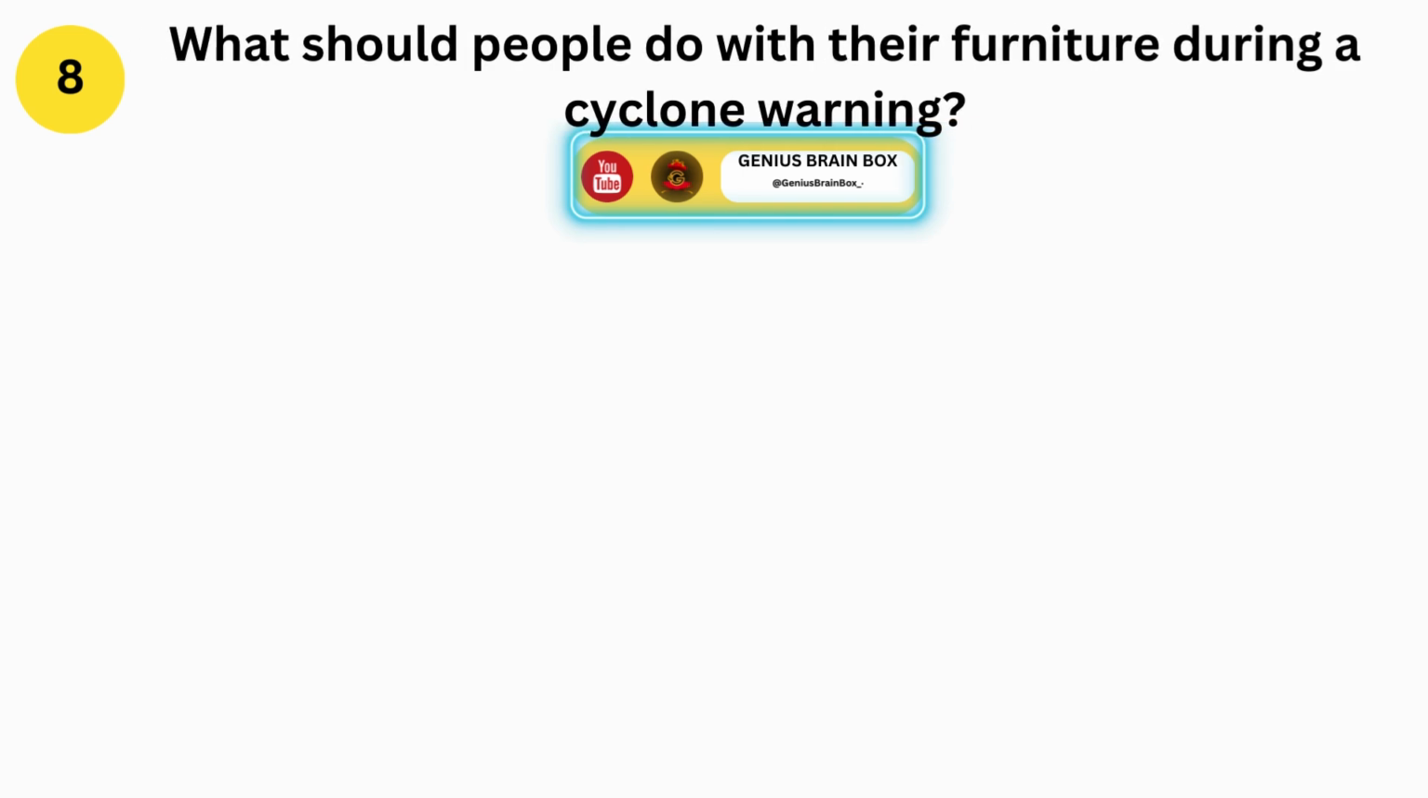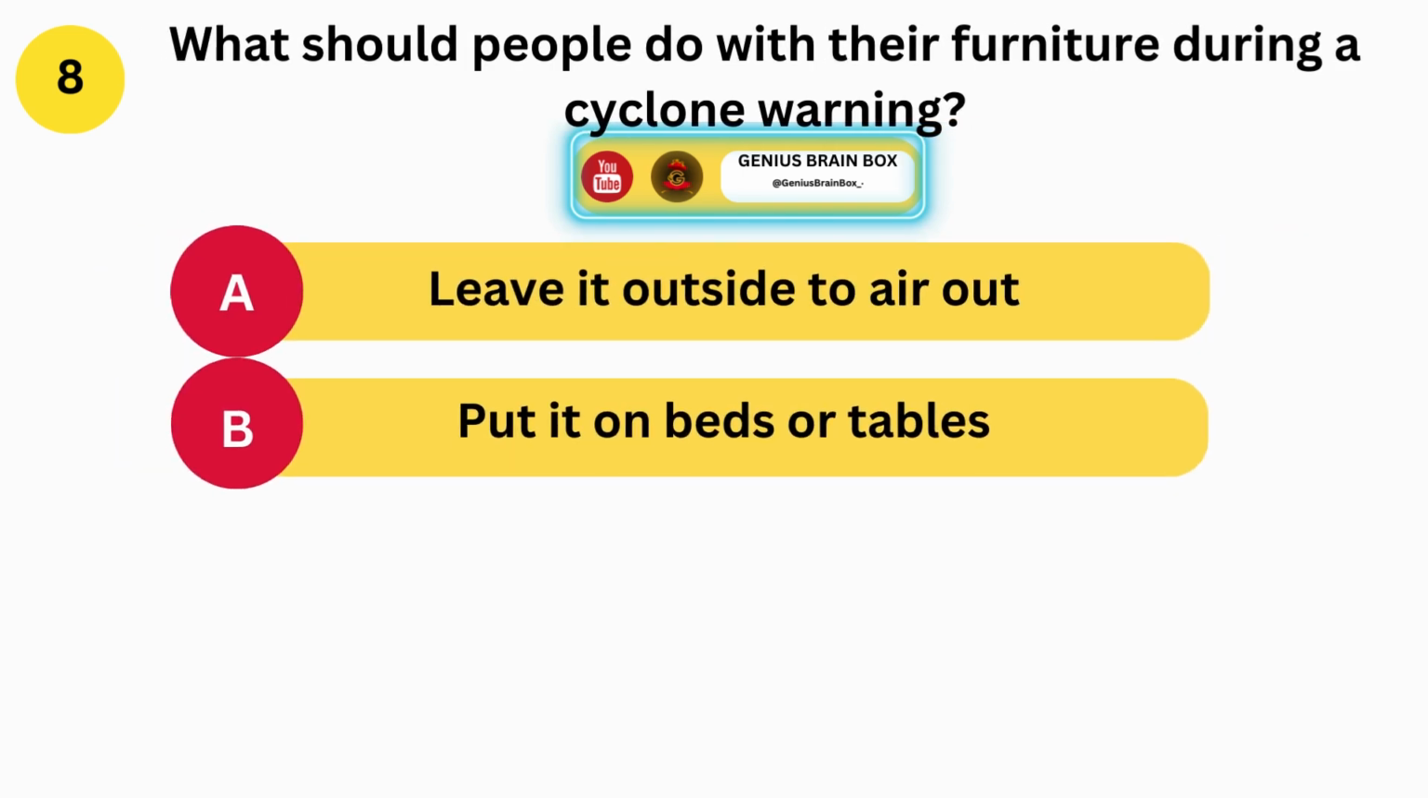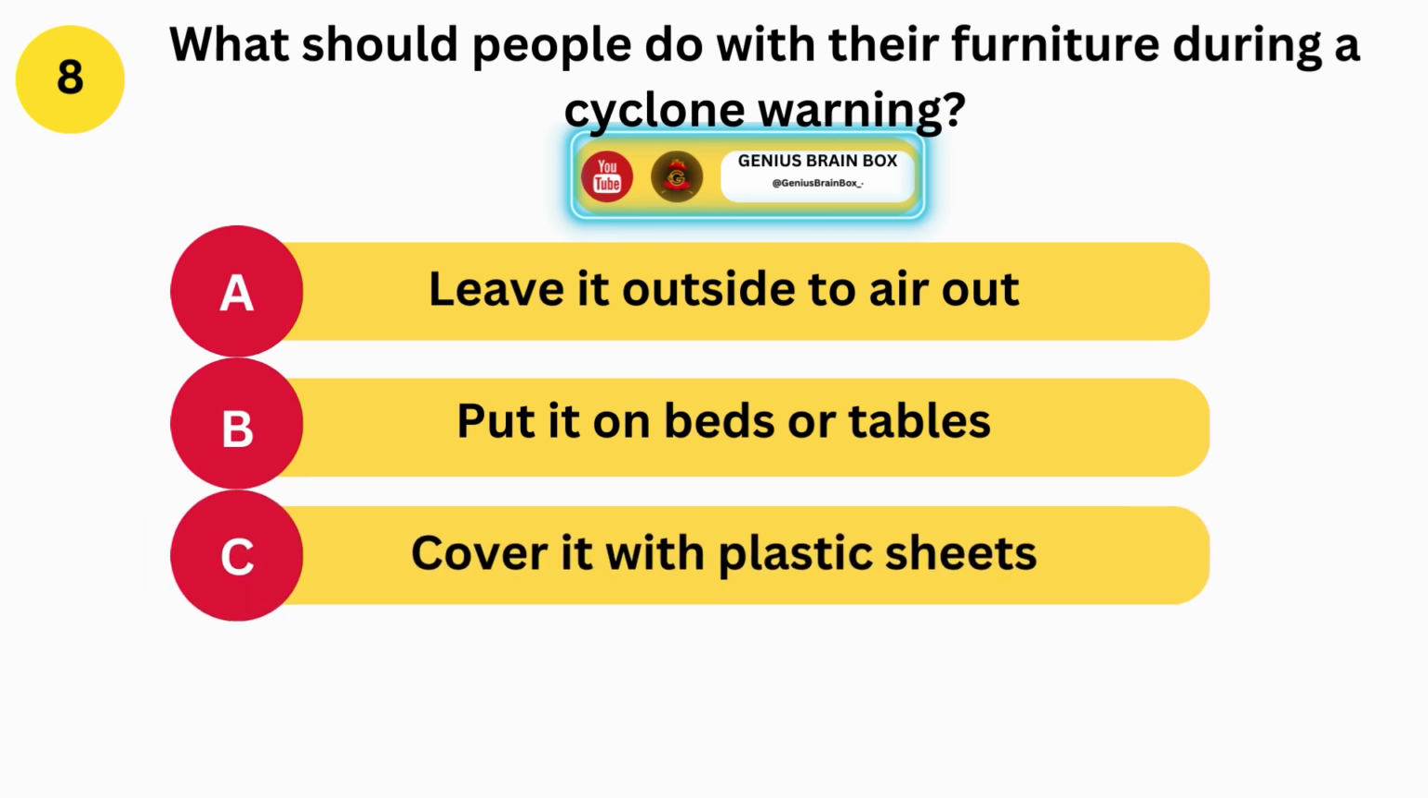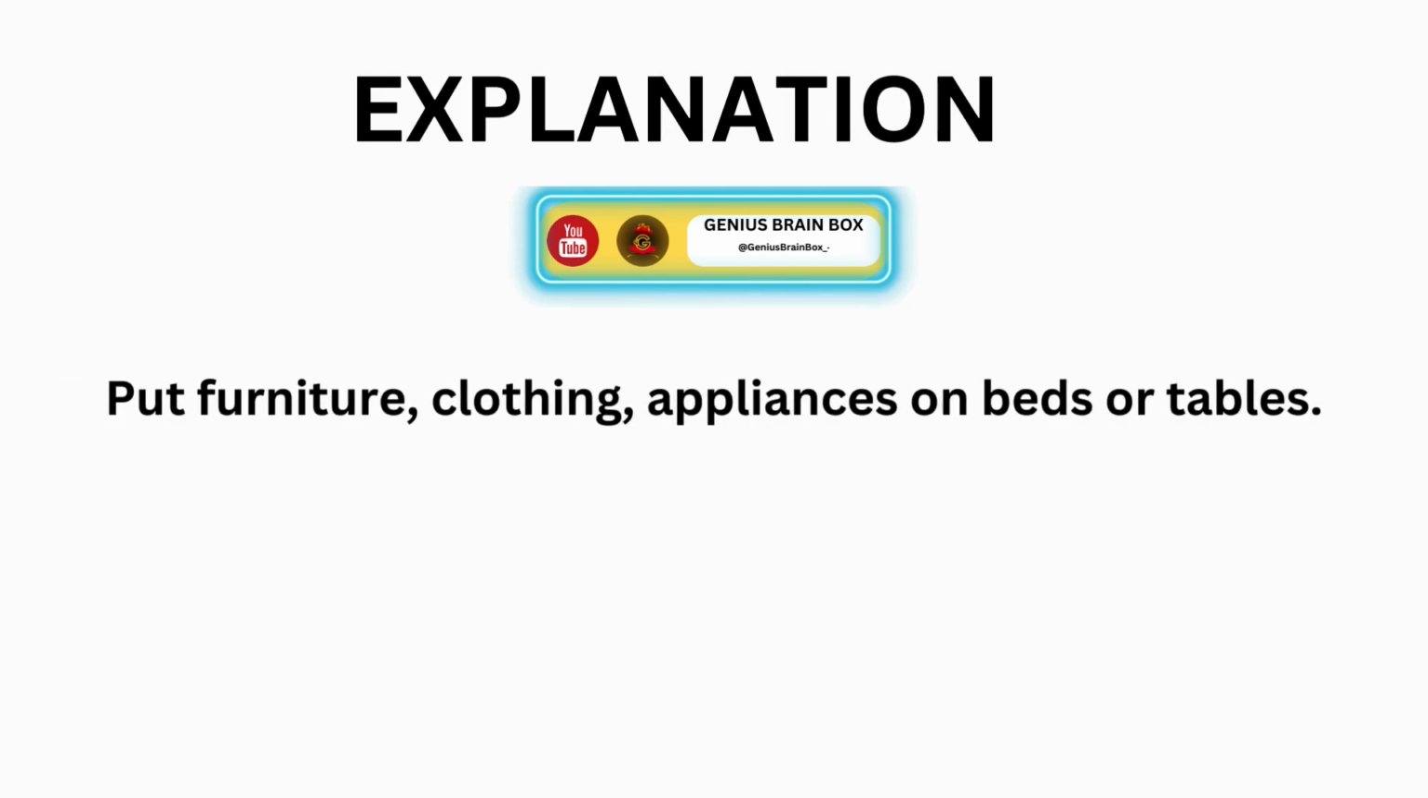What should people do with their furniture during a cyclone warning? Option A, leave it outside to air out. Option B, put it on beds or tables. Option C, cover it with plastic sheets. Correct answer is... Explanation. Put furniture, clothing, appliances on beds or tables.